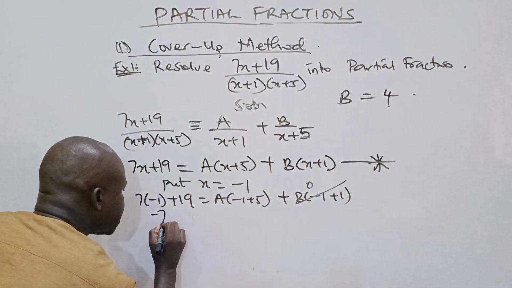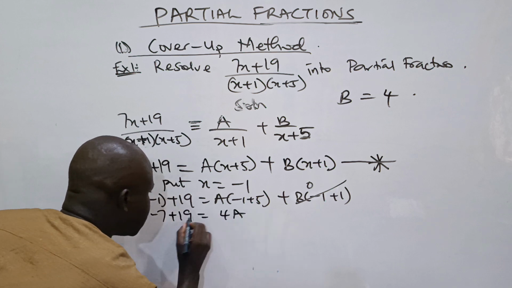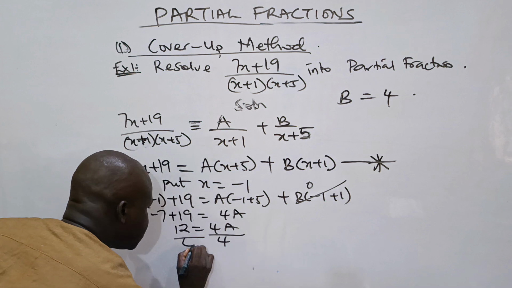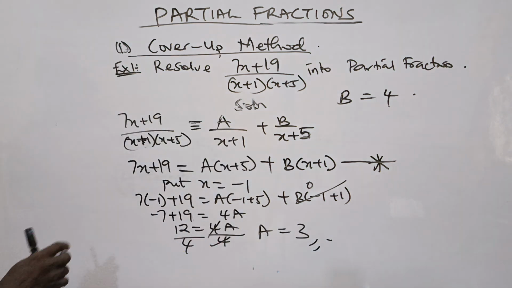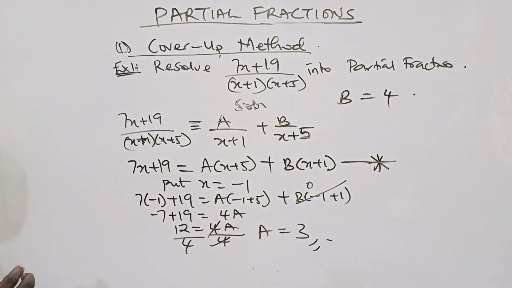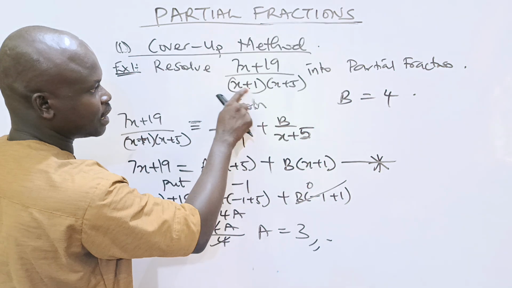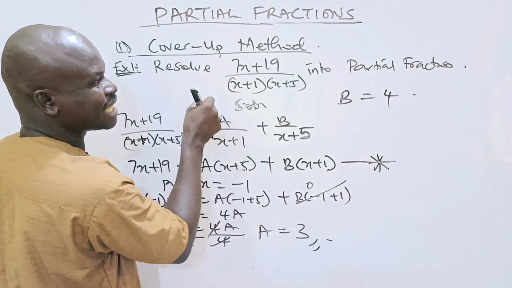If I do that here, I'm going to get minus 7 plus 19 equal to 4A. This gives me 12 equal to 4A. Divide both sides by 4, so A is equal to 3. So we have been able to get the values of the two unknowns, A and B. Using the method of cover-up simply means put the value of x here: x + 1, if I put x to minus 1, this will cancel out. That's the meaning of the cover-up method.